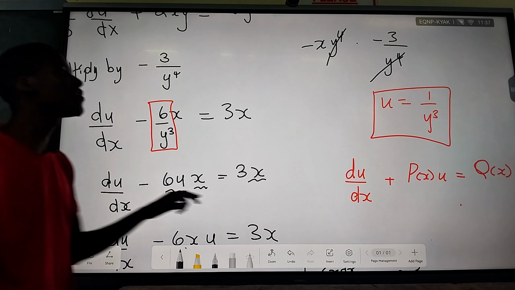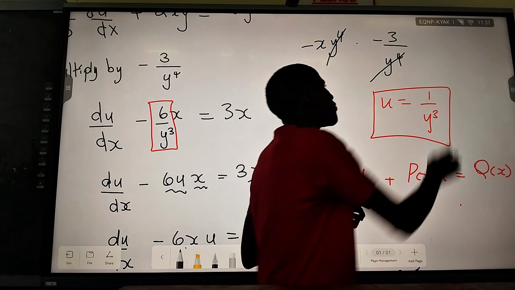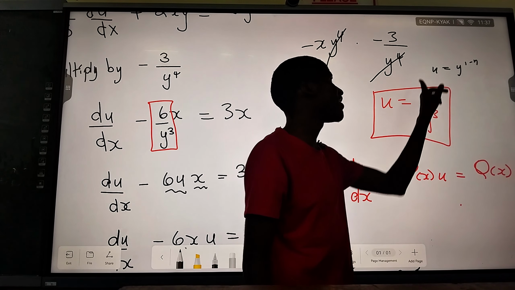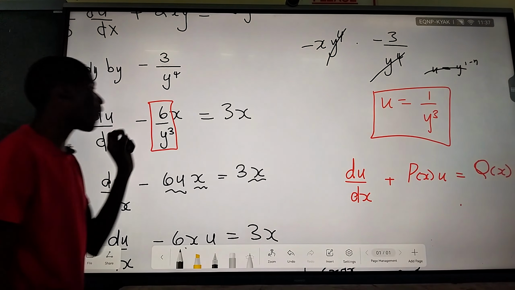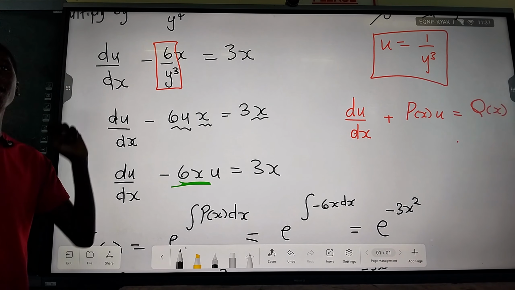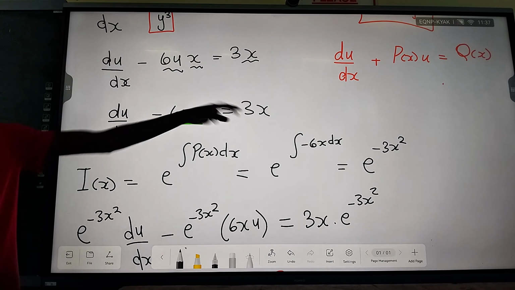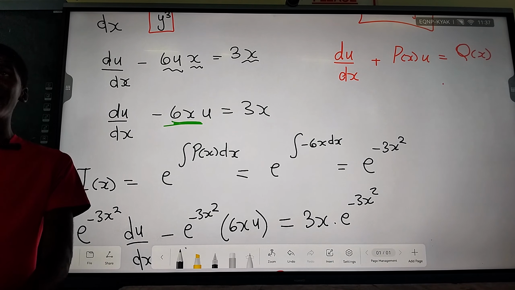We still remember that initially we said u is 1 over y cubed, which we found by saying y to the power 1 minus n. So u is 1 over y cubed. Since we have 6 over y cubed, you can substitute u for it. Then this is now a linear differential equation. You have turned it from non-linear into linear.